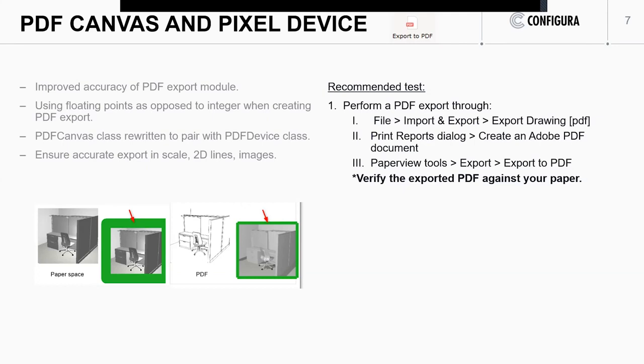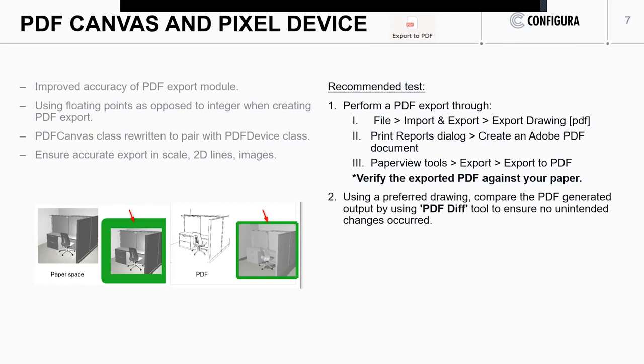The second one is in Paperspace, where you use the print report dialogue and create an Adobe PDF document. The third one is using the paper view tools, and then you click on export and export the papers to PDF. Do verify the exported PDF against your paper to ensure that the results are accurate. You can also use a preferred drawing and compare the PDF generation output by using the PDF diff tool in QA tools to ensure no unintended changes occurred.